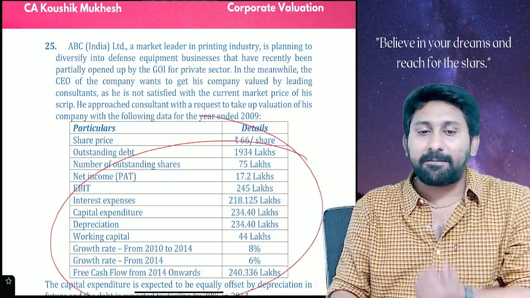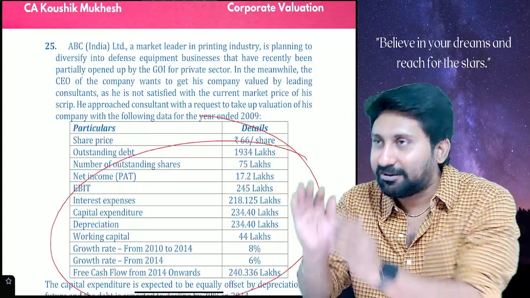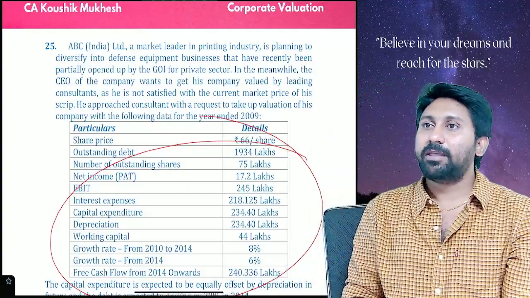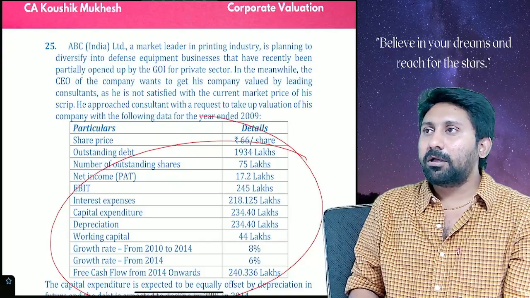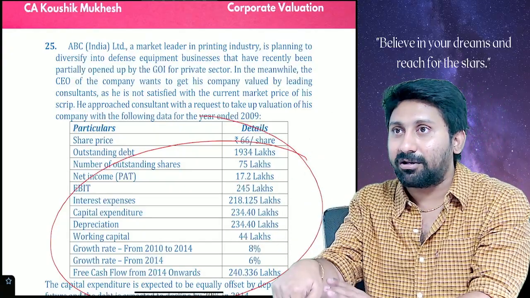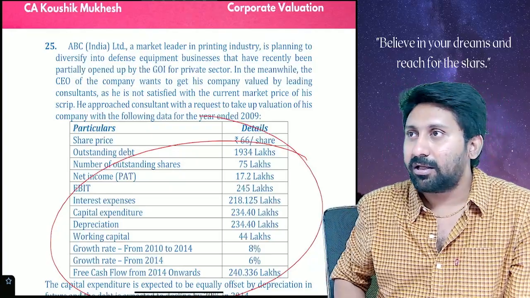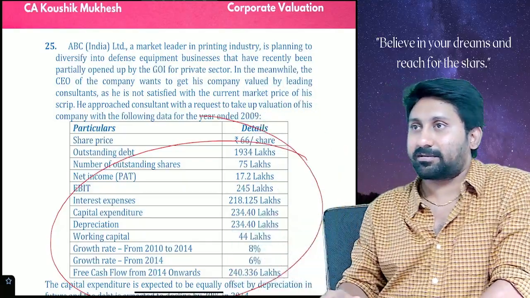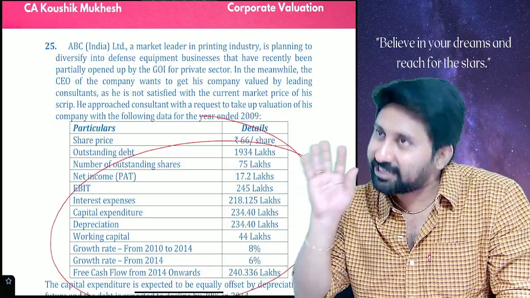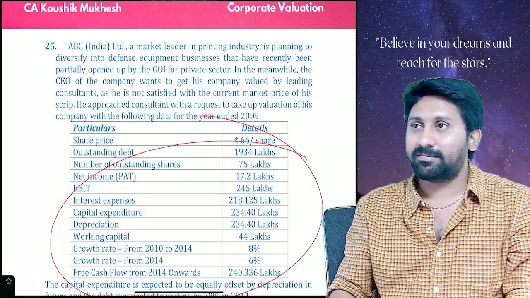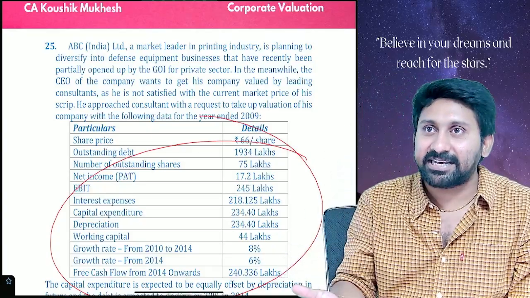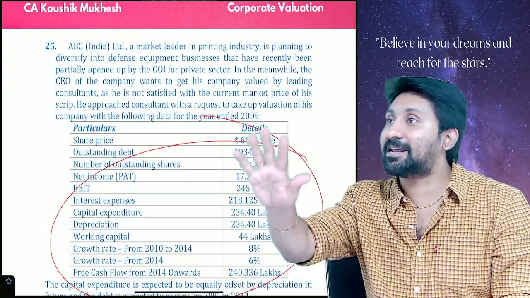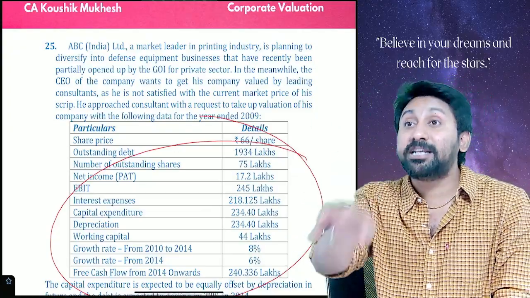Clear everyone? For example, P naught equals D1 by KE minus G. That's a formula. Don't blame the formula for your mistakes. What will the formula do? If you put in input, it will give output. If your inputs are wrong, output will be wrong. Don't say FCFF is bad; the valuer is wrong. Listening or not? Here the problem is not with the idea. Idea is correct. Astrology is right, the astrologer may be wrong. Astrology is a science, it's correct. The idea is correct; the person framing it may be wrong. The model is correct; the person using it may be wrong.